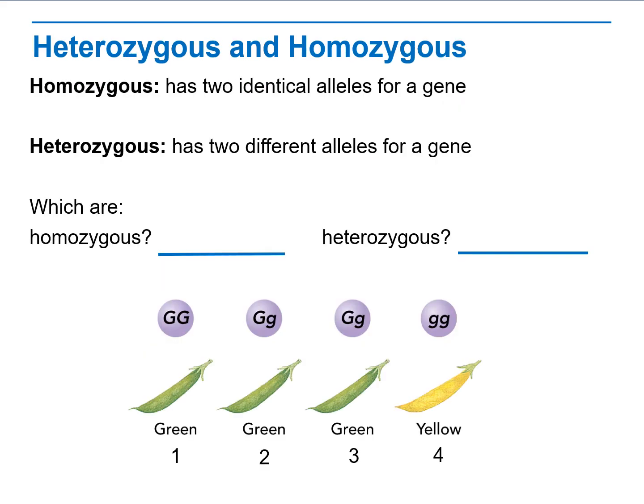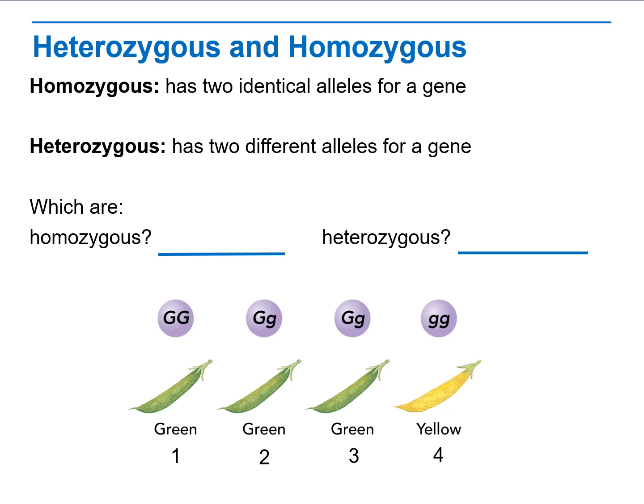I've been using these terms, heterozygous and homozygous. Homozygous means that the organism has two identical alleles for a gene. You can have homozygous dominant or homozygous recessive. Heterozygous means that you have two different alleles for a gene.